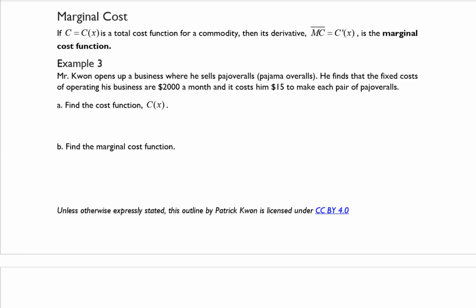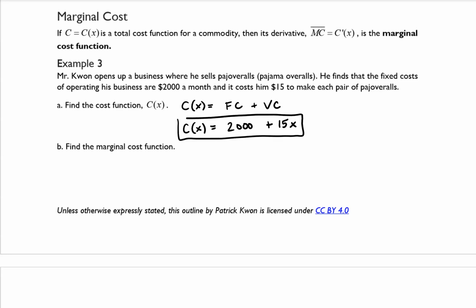Find the cost function. Now, this is some review from a previous math class, like Math 111, but the cost function is equal to the fixed costs plus the variable costs. And in this scenario, the fixed costs are $2,000 a month, and then the variable costs are $15 for every unit produced. And so really I should be putting C of x here. So this is our cost function.